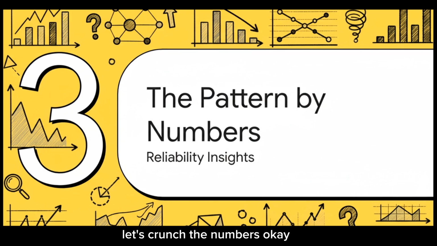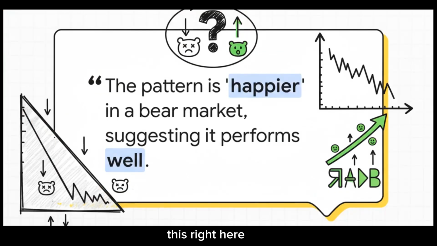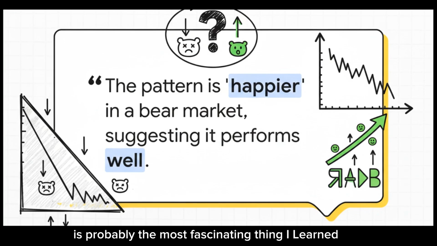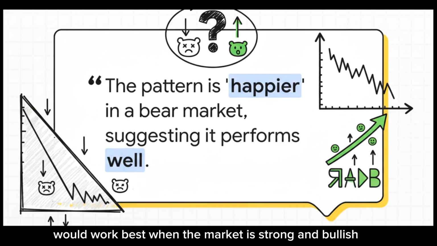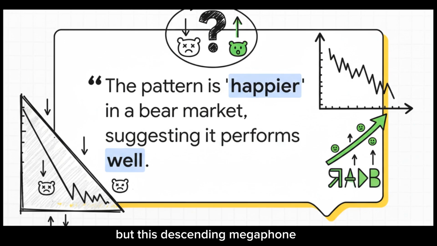Let's crunch the numbers. Okay, this right here is probably the most fascinating thing I learned. It's totally counterintuitive, right? You would think the chart patterns would work best when the market is strong and bullish. But this descending megaphone is actually more reliable. It fails way less often in a bear market, when everything else feels like it's falling apart.